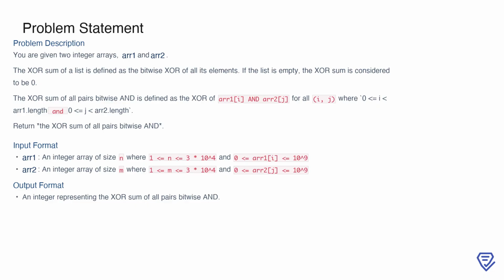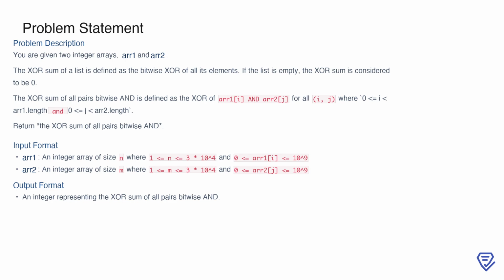Now, the XOR sum of all pairs bitwise AND is a bit more involved. It is calculated by taking every possible pair of elements from the two arrays, applying the bitwise AND operation to each pair, and then computing the XOR of all these results. Finally, we are tasked with returning this computed XOR sum as the answer.